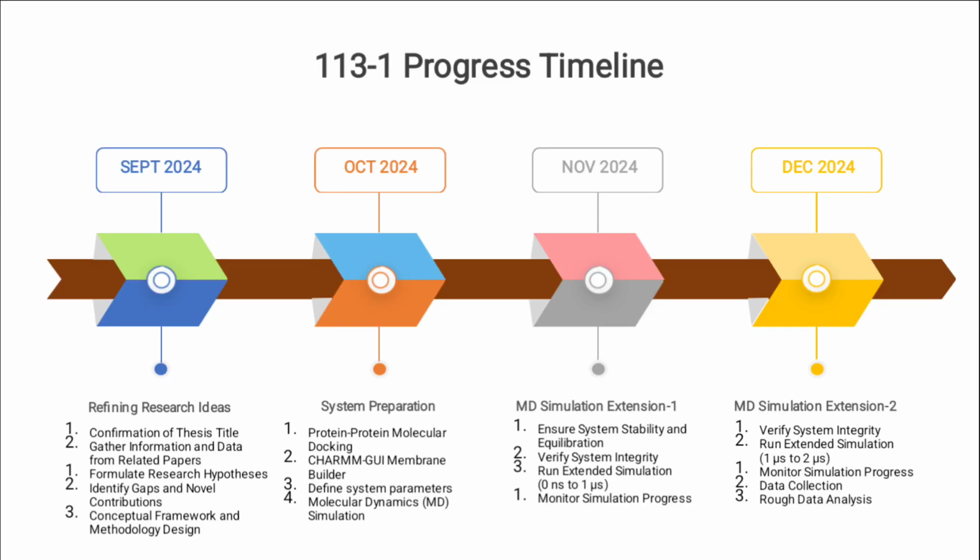For the progress timeline of this semester, in the first month, September 2024, I refined all of my research ideas. Next month, October, I start to prepare the system simulations for protein-protein molecular docking and also the molecular dynamic simulations. In November, I start to do the extensions of the molecular dynamic simulations, and December is also extensions. I estimate that all of the experiments in the computational modeling will be finished by this December.